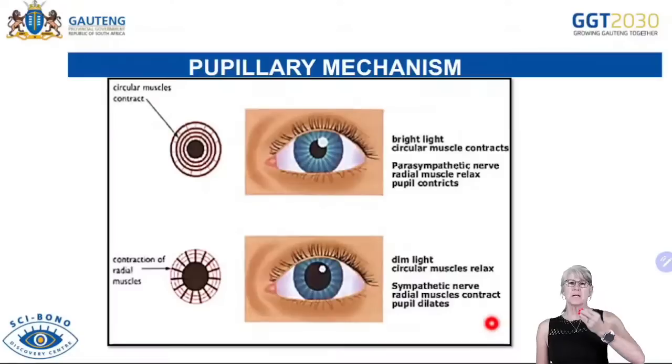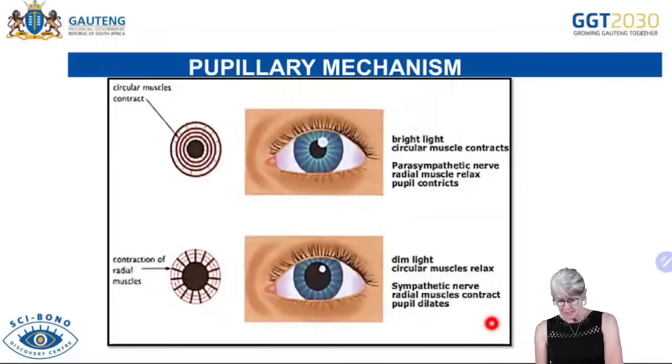Remember, we don't want too much light entering the eye because it can damage the retina. The retina is a very delicate tissue layer. So when there's very bright light, our pupil is going to constrict, because we want to limit the amount of light that's entering the eye. We want just the right amount of light in. We don't want too much light in.